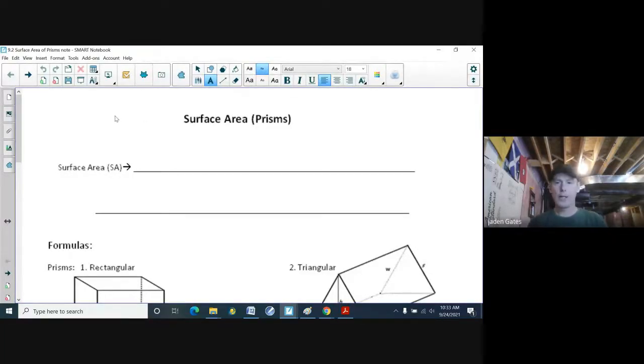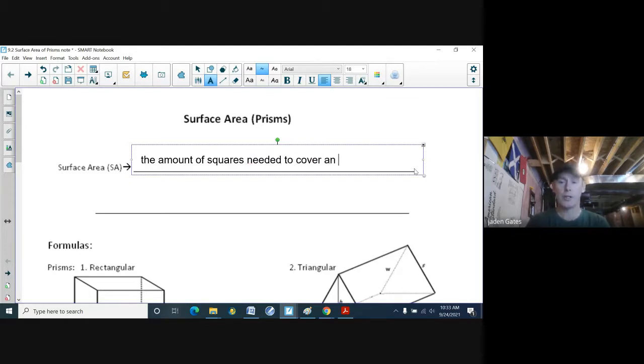All right, so the last class there, we looked at the volume and surface area of a cylinder. And now what we're going to do is look at some of the other shapes we were dealing with before, but we're just going to talk about the surface area. And again, the surface area, if you missed this morning, is the amount of squares needed to cover an object. So it's essentially how much wrapping paper would you need?